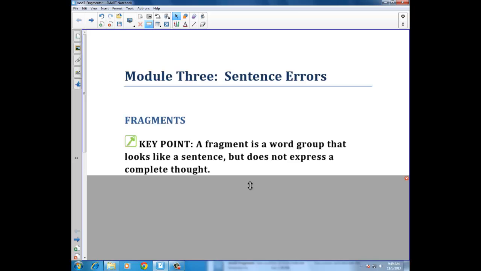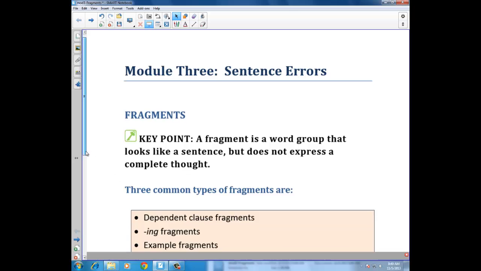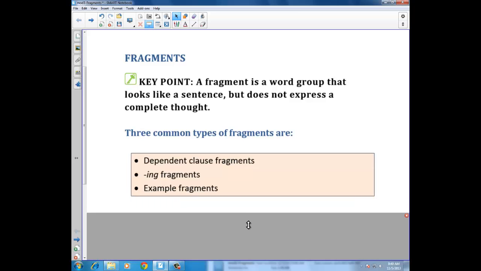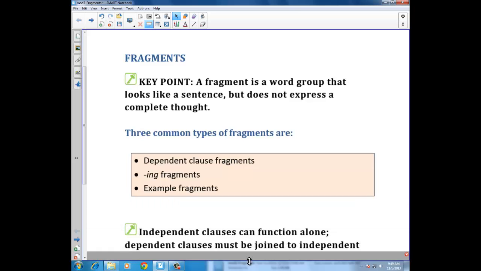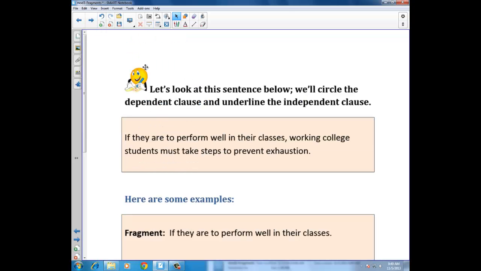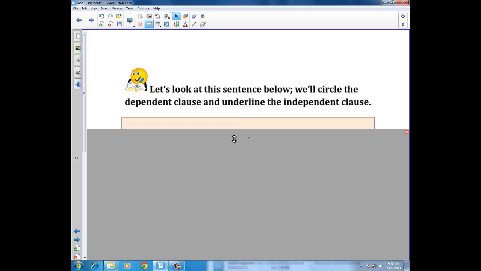Three common types of fragments are dependent clause fragments, ing fragments, and example fragments. First, let's look at dependent clause fragments. In Module 2, you learned the difference between dependent or subordinate clauses and independent clauses. You also learned that while independent clauses can function alone, dependent clauses must be joined to independent clauses in order to form a complete thought. If a dependent clause is separated from an independent clause, the result is a fragment.